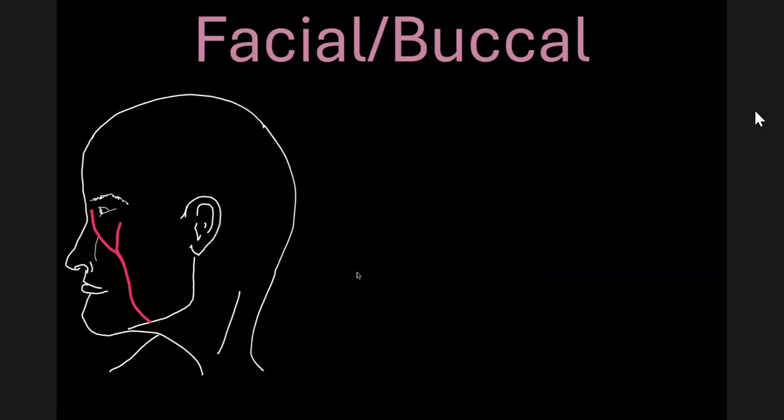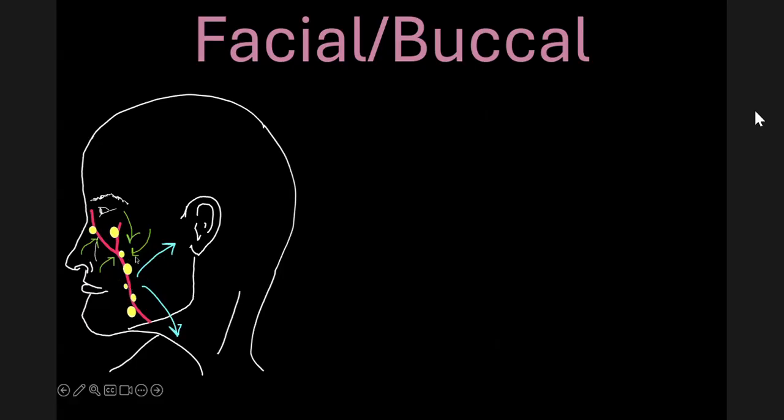Facial or buccal lymph nodes extend from the mandible to the medial canthus of the eye along the facial vessels. They drain skin around the eyes, skin from the nose, upper lip, from the facial region, and they drain into the parotid and the upper cervical lymph nodes.